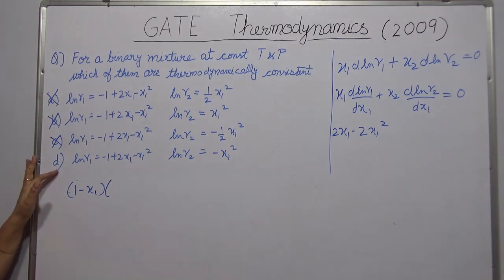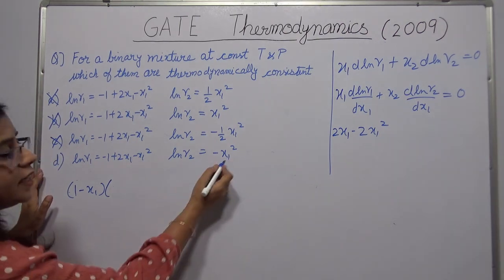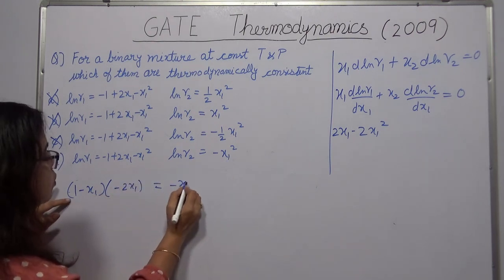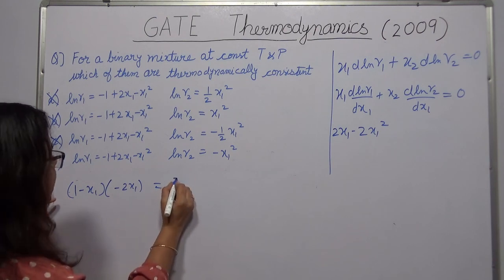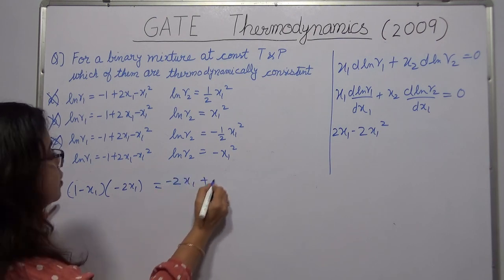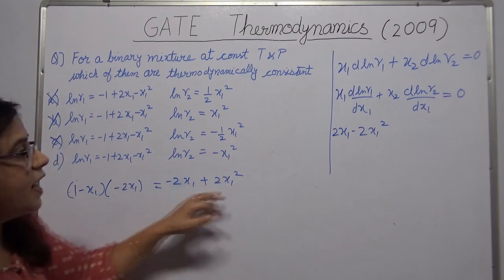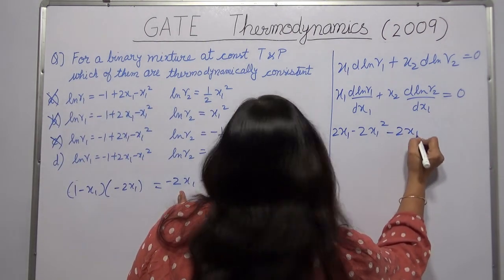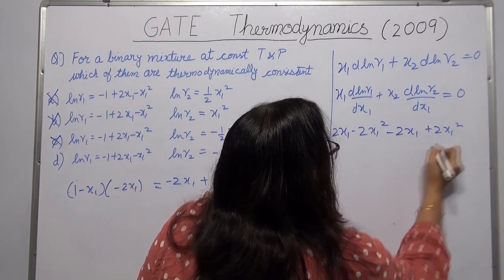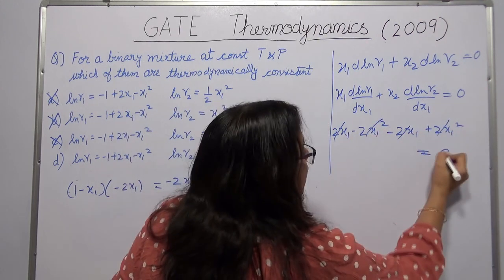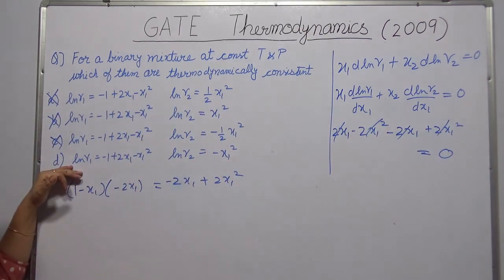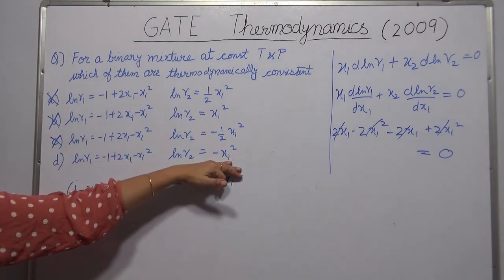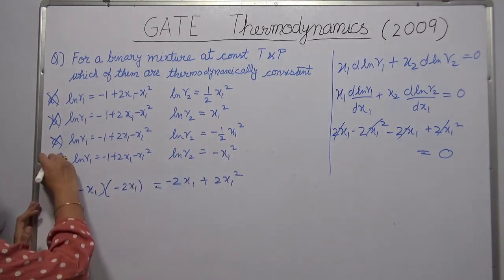Now let's see what the final option is. So we have minus x1 square, take the derivative of this, so it will be minus 2x1. So this will be minus 2x1 plus 2x1 square. If I add it to this, 2x1 minus 2x1, plus 2x1 square, these things cancel out and you have that equal to 0. So your values of ln gamma 1 equal to this and ln gamma 2 equal to this are thermodynamically consistent. So your option D is correct.